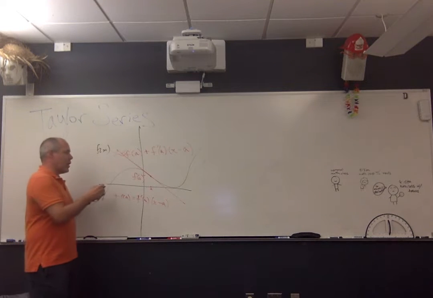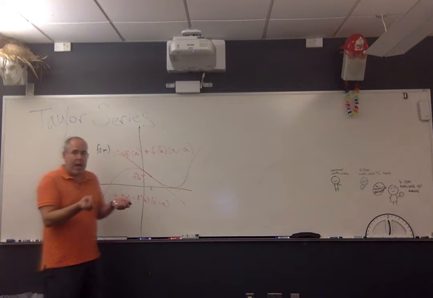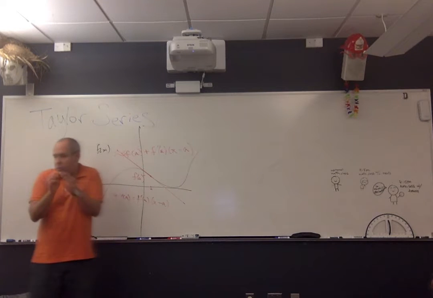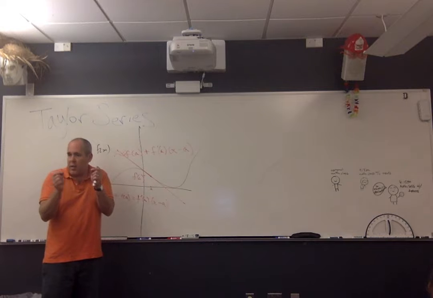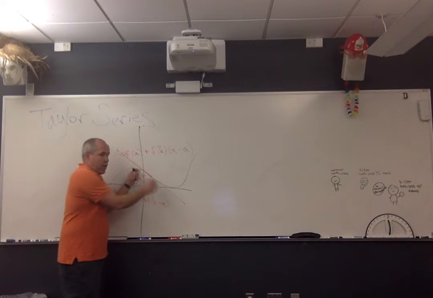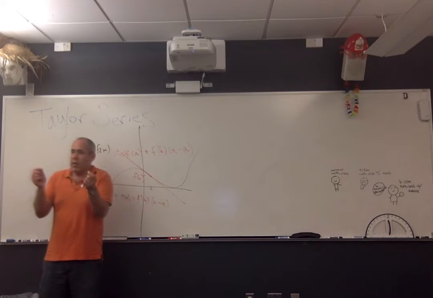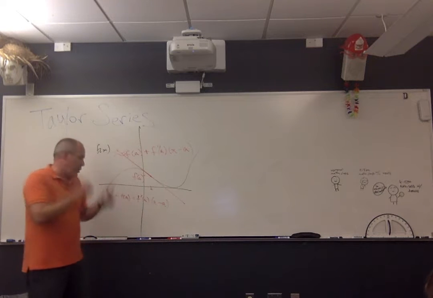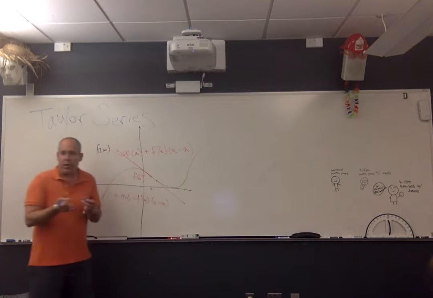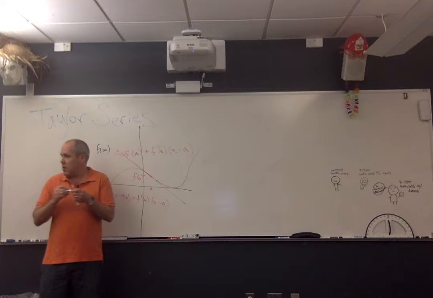Which means if I moved a little bit away from a, what would happen? If I moved just a little tiny bit away, over an interval where these two things converge together, the point on the curve and the point on the tangent line are still going to be pretty good.